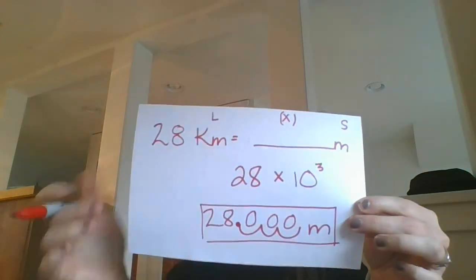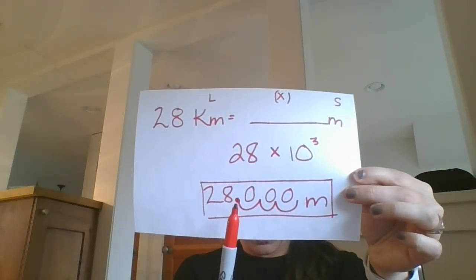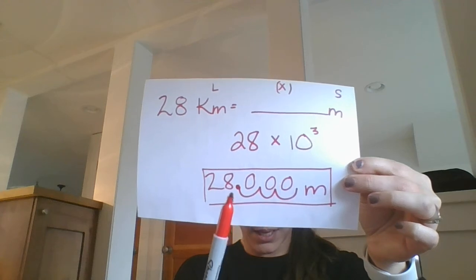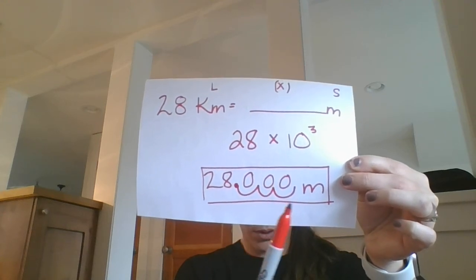How many places am I going to shift it to the right? 3. Yes, because there were 3 steps we took. So I'm going to shift it 1, 2, 3, which means how many zeros am I going to have to add? 3. 1, 2, 3. So I'm going to box my answer. So that means when I did 28, and here was my decimal, I had to shift it 3 places to the right, 1, 2, 3. So I would get 28,000 meters. It's going to take a lot more of them because they're small.